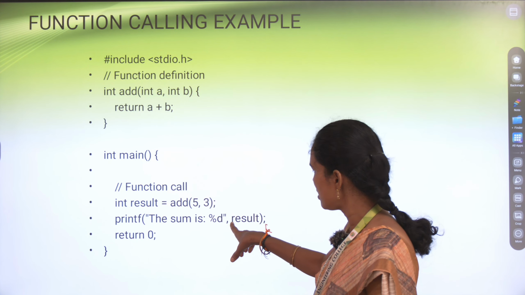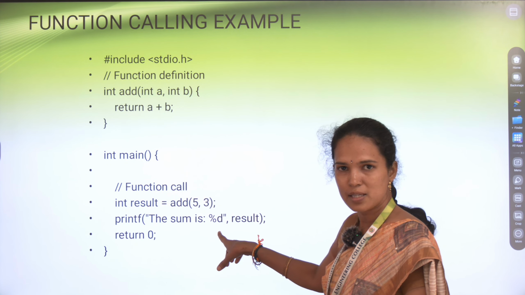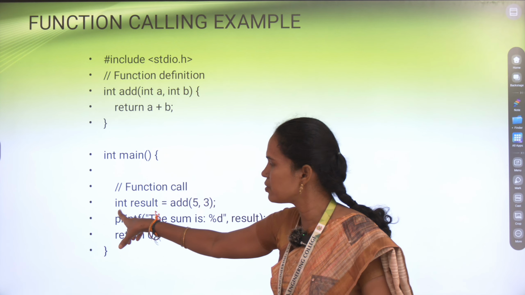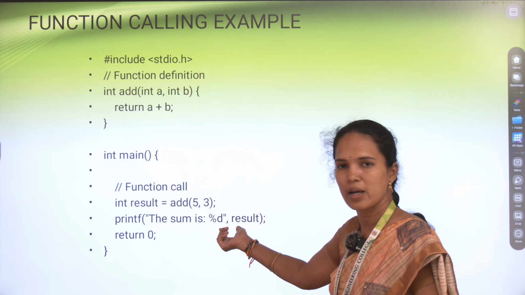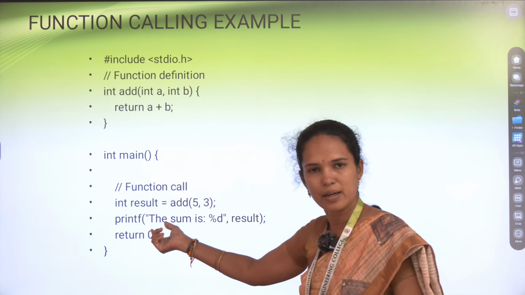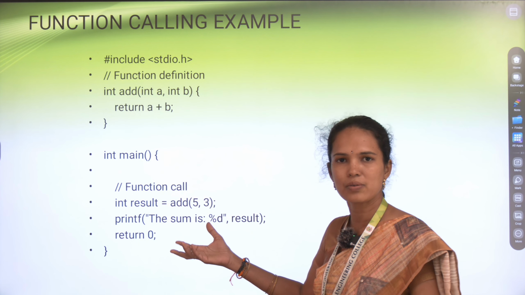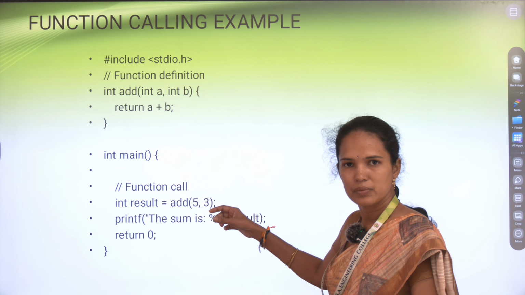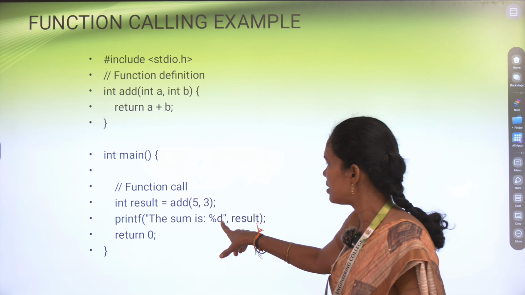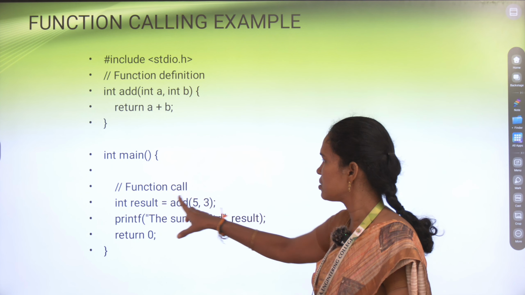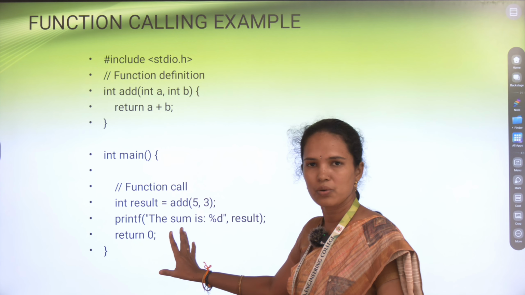Here I already told you why we use the access specifier percentage d, since we are using int. If we are using integer, then obviously you have to give percentage d. If you are using character, percentage c. You have studied that in access specifiers, right? So here we are using integer, so it is percentage d comma result. The result will be printed here and you have to return.